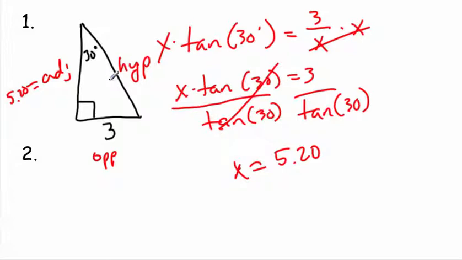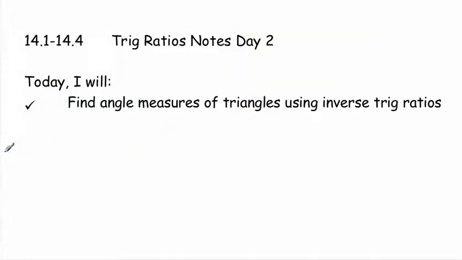Then I cannot use tangent to get me the hypotenuse. If I want to get the hypotenuse, I have to use sine or cosine. So basically tangent is only good for one of the two legs. The hypotenuse you have to use sine or cosine. So there won't be any example 2 here. Let's move forward. That's how you can use sine, cosine, or tangent to find a side length.